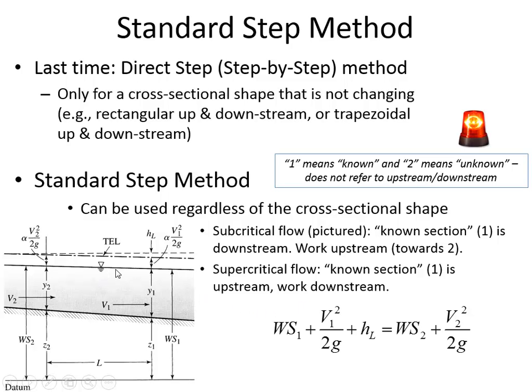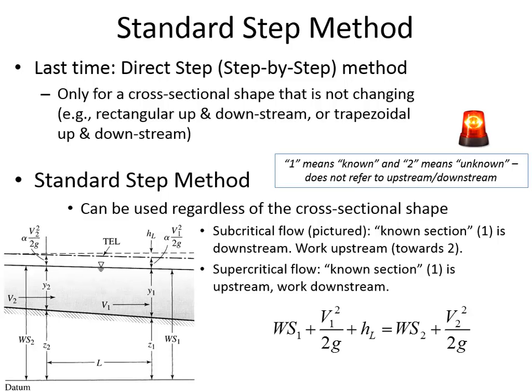And so in the case of supercritical flow, location 1 would be upstream, but it's not because it's upstream, it's because it's the known section. The computational approach is for us to calculate the water surface, and WS, or water surface, is the sum of the elevation above the datum and the depth.